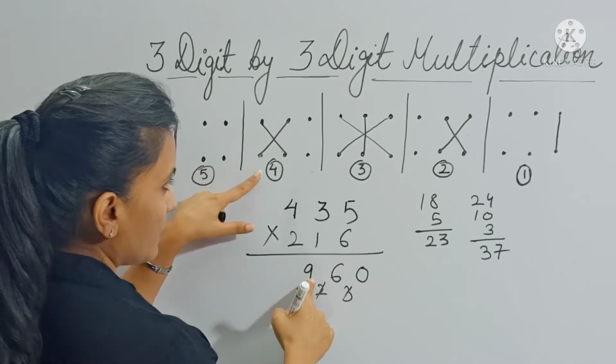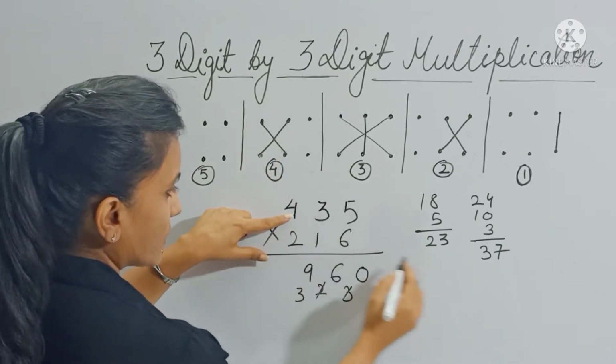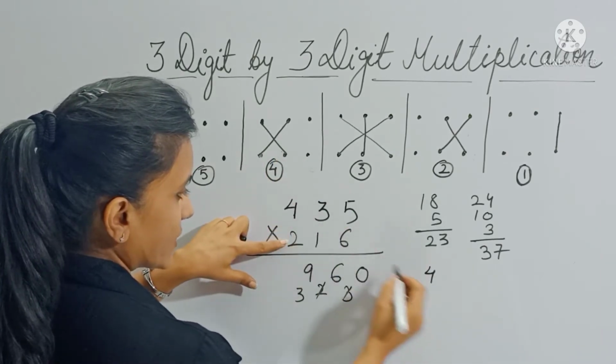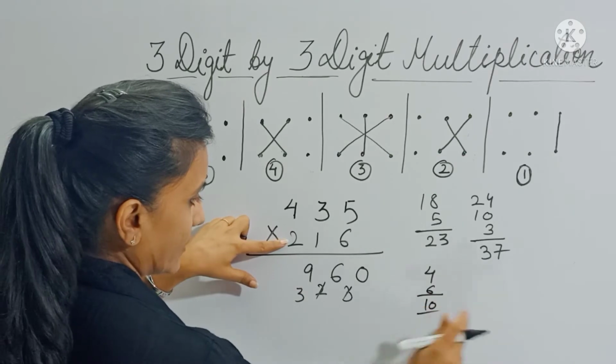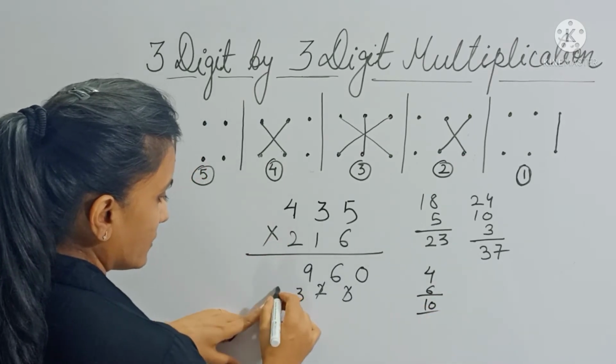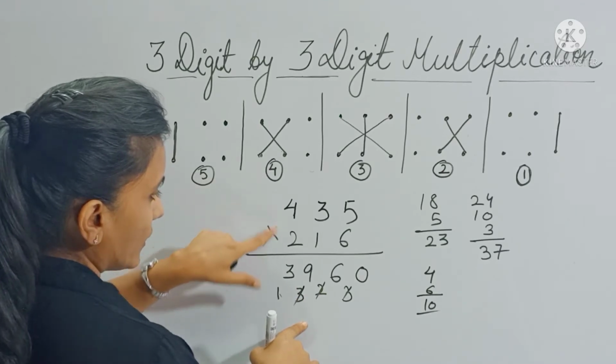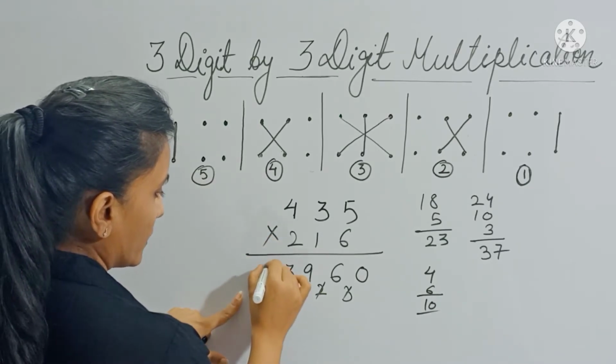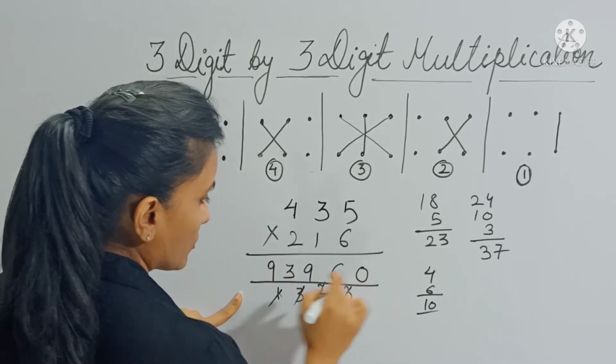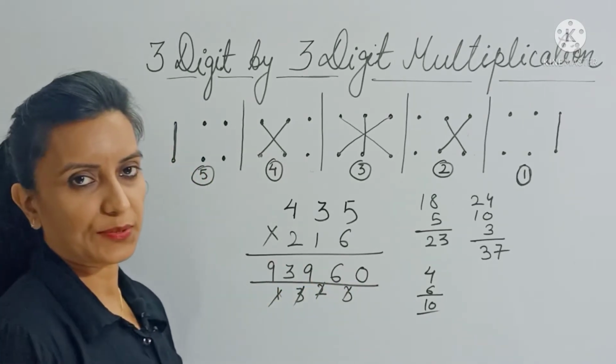So now fourth step, which is cross. So 4 ones are 4 and 2 threes are 6, which is 10. Now 10 plus 3 is 13. Now last step, 4 twos are 8. 8 plus 1 is 9. So 93,960 is your answer.